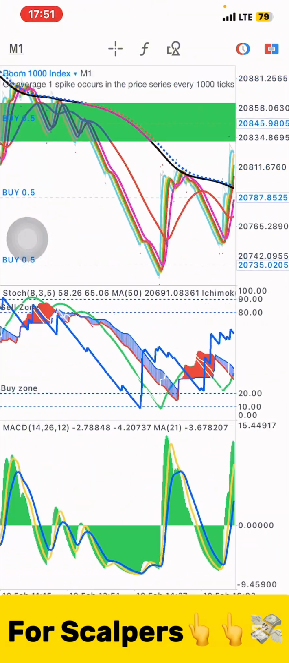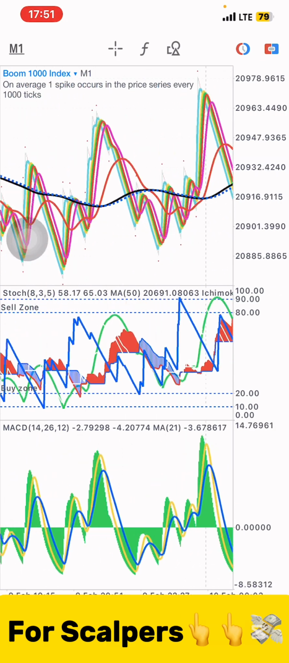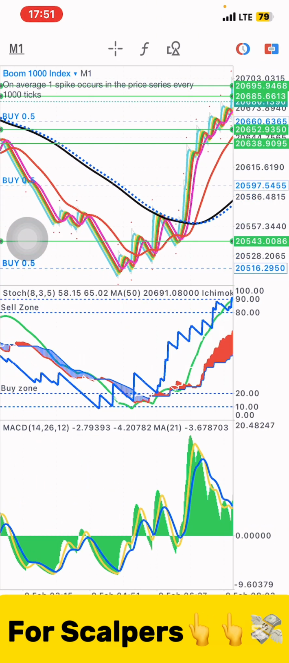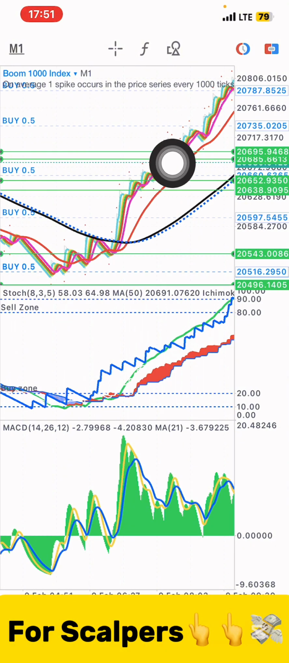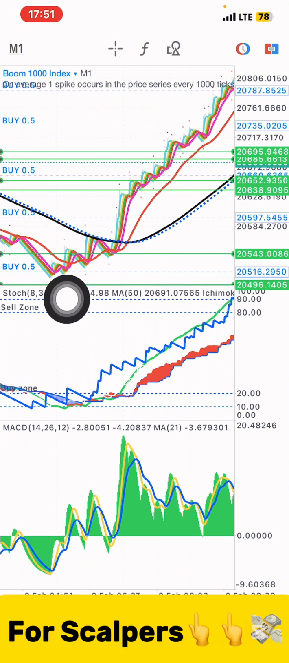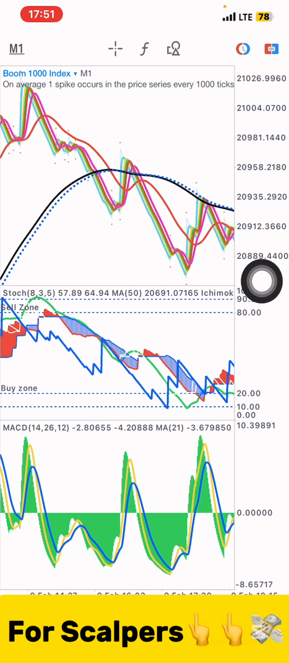How are you going to do it? Number one, let's assume this is Boom 1000. So now let's assume I'm buying at this level. You see, price is helping me and supporting me to buy this market upward. So I'm going to make sure whenever price starts to trade below this line, like here, I will hold.